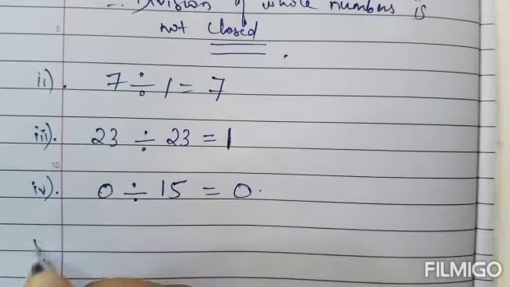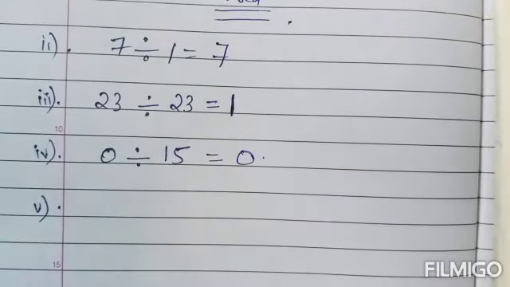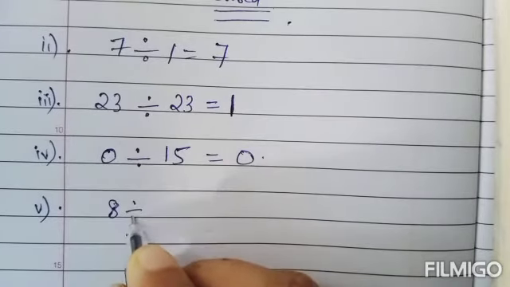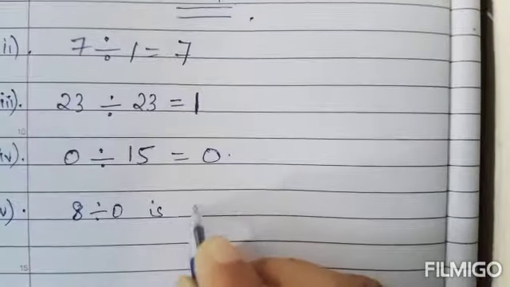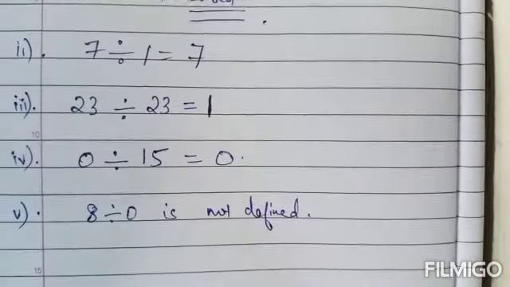Now the fifth one: a whole number divided by 0 is not defined. So let us take a whole number 8. 8 divided by 0 is not defined because division by 0 is not defined.